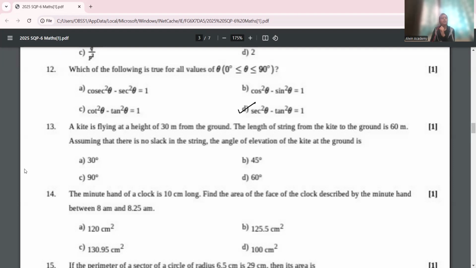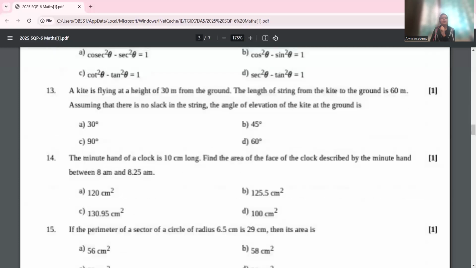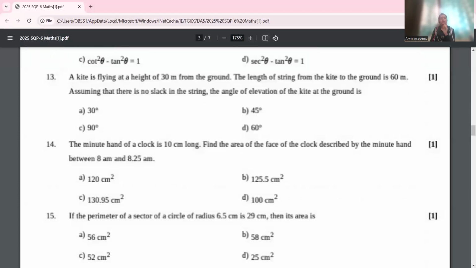Going to the next question, a kite is flying at a height of 30 meter from the ground. If I draw this particular kite, it is flying somewhere here. So this is 30 meter. And the length of the string from the ground is 60. So if this is the ground, this particular length is 60 meter. We have to find the angle of elevation. We have to find this particular angle. Let it be theta. So sine theta is 30 by 60, that is 1 by 2. And at what value of theta is sine theta 1 by 2? It is 30 degree, option number A.